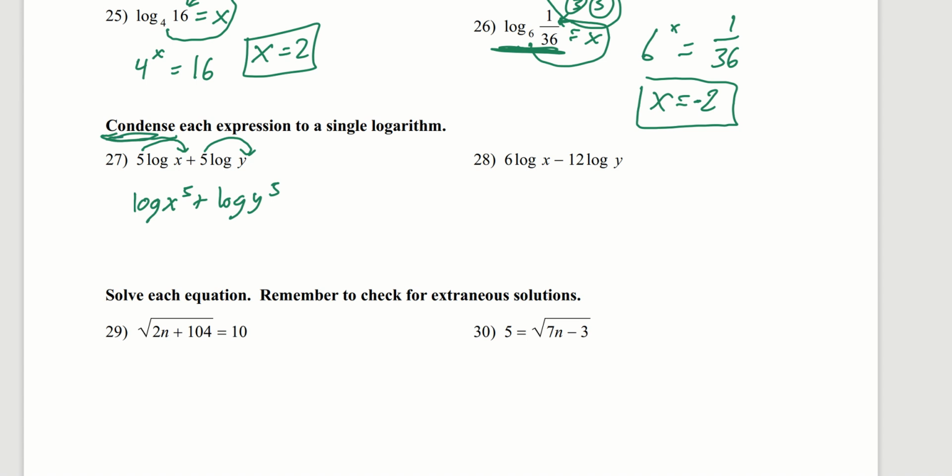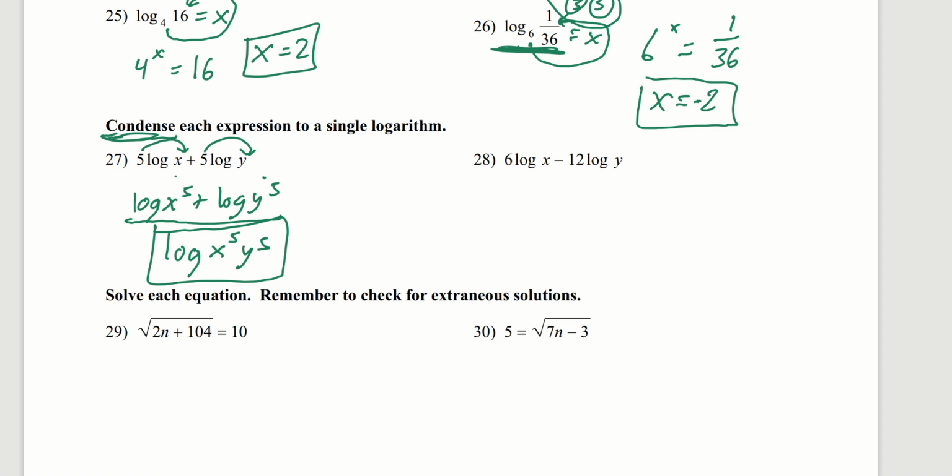And then one last thing that we said is I can condense them into one logarithm that has that same base. So in this case, this is just log, which has a base of 10 technically. And then what we said is I can combine these, and we said if we are adding the two logarithms, then we multiply the two values. So this would be the same thing as log x to the fifth, y to the fifth. And I'm just putting them right next to each other because they would be multiplied.